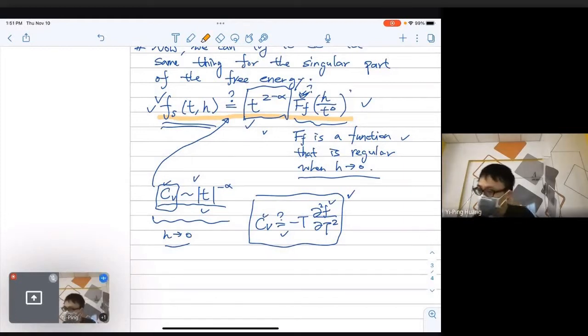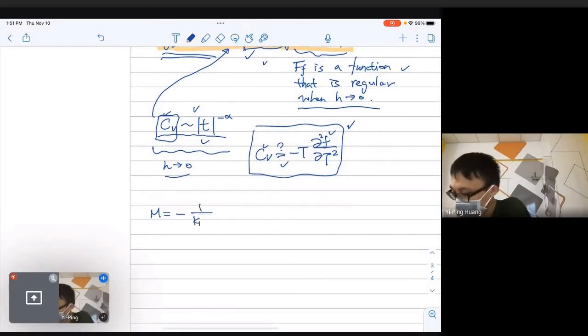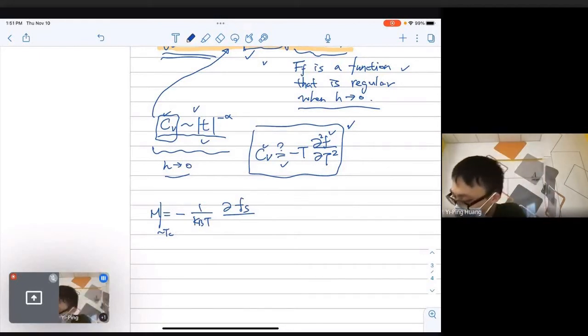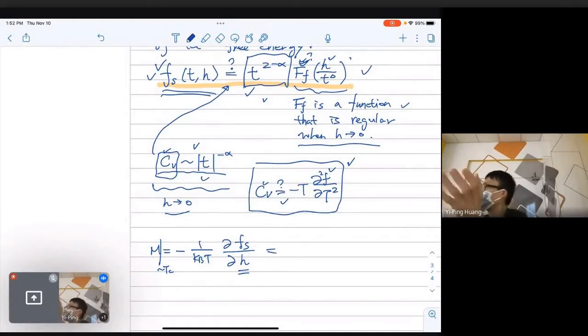Okay, so a very naive expectation is that we know magnetization can be derived by taking the derivative. This magnetization is nearby Tc, just nearby the critical temperature. And nearby the critical temperature, you can take the derivative of your free energy with respect to the external field, h, which is now living as an argument of a regular function.